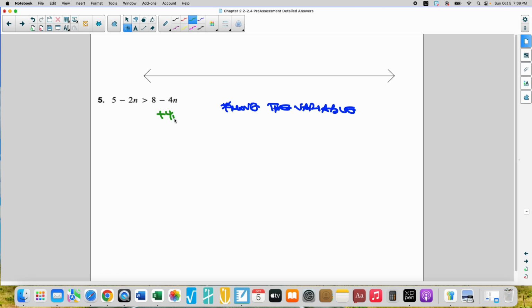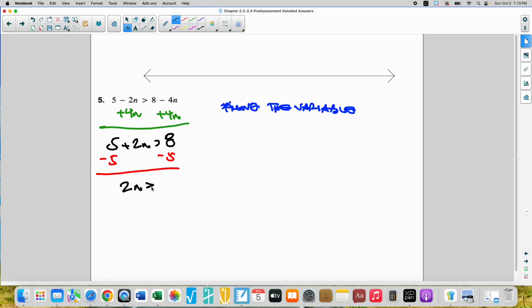We'll add 4n to both sides. 5 plus 2n is greater than 8. Now we're going to move this positive 5 by subtracting 5. 2n is greater than 3. Divide by 2. Divide by 2. N is greater than 3 halves. Open circle at 3 halves, going to the right.